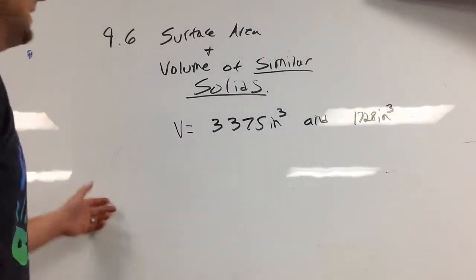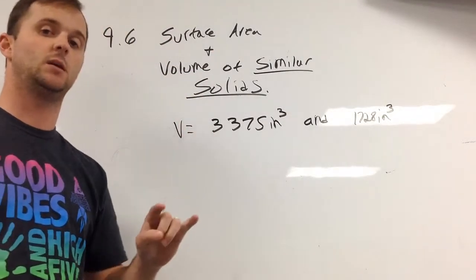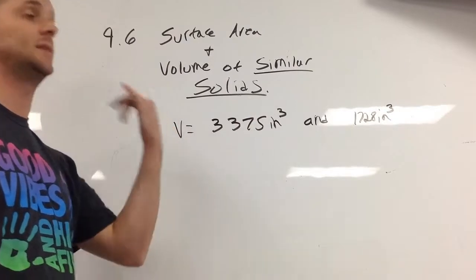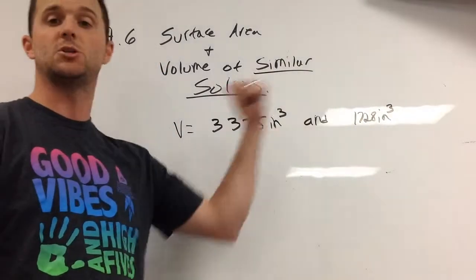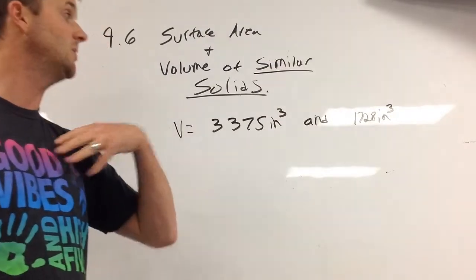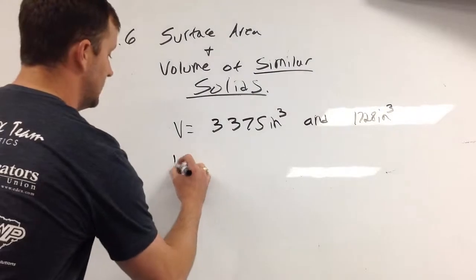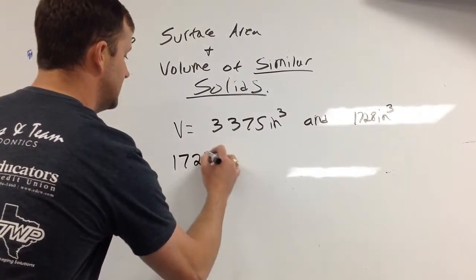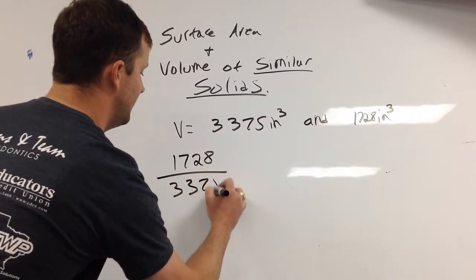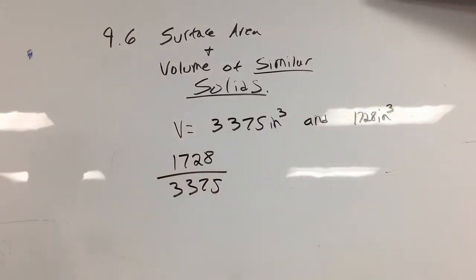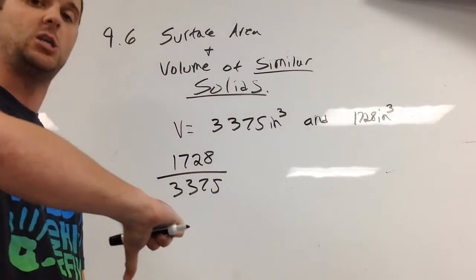Alright guys, so now in the next example, we are given the volumes of 2 similar solids. And then what we need to do is find the similarity ratio and the area ratio using these 2 measurements here. So what I always do is the biggest one over the smallest one. So I'm going to take the smallest one, which is 1,728, and put it over 3,375.